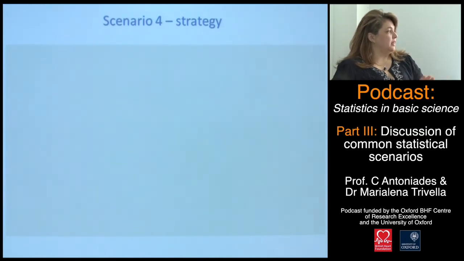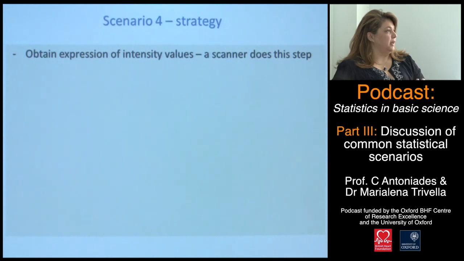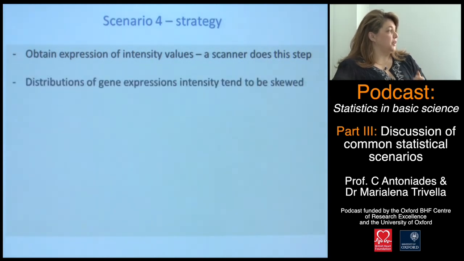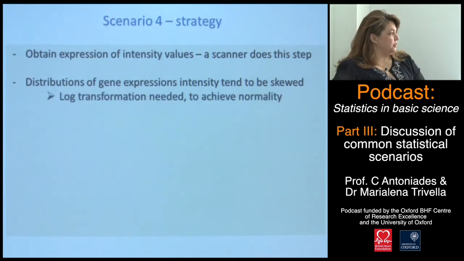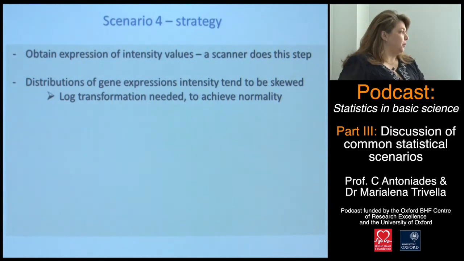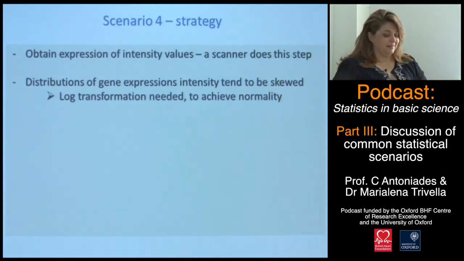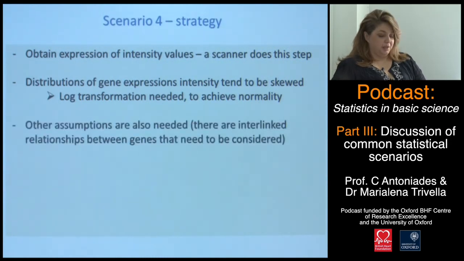The intensity here is measured by a scanner. So what the scanner does is go over the array and pick up an intensity value. This is usually a skewed distribution, so we will need to think about appropriate transformations in order to obtain normality. Usually we would go for the log transformation. That's the most usual thing we do. So having said that, it would be the software that does it. And there are actually other assumptions to consider, because we have interlinked relationships here between the genes, and things are not easy.